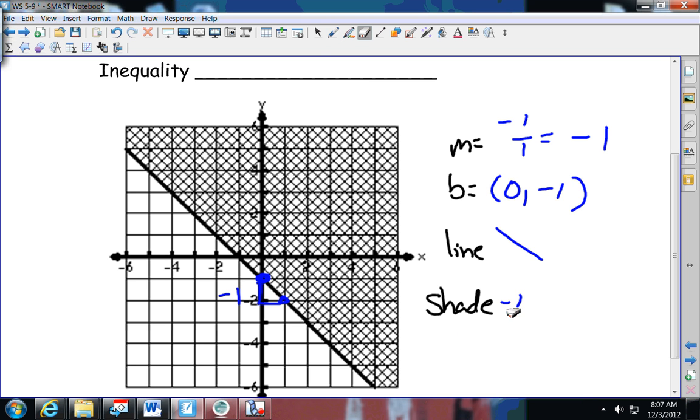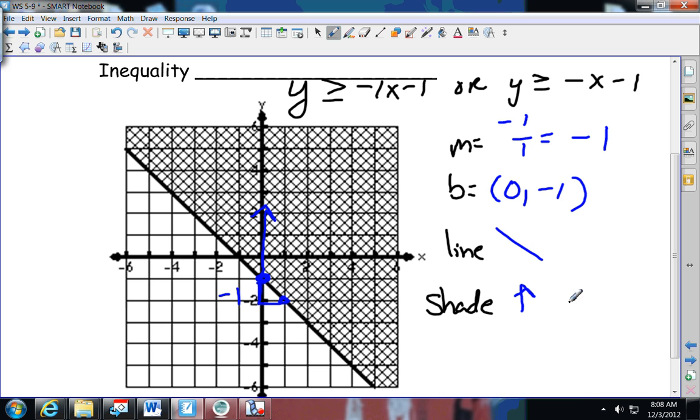The shading. So right here, it's shading above. To write your inequality, I have y, the above is greater than, solid line is equal to. You can write it as y is greater than or equal to negative x minus 1, just like that. Next one.